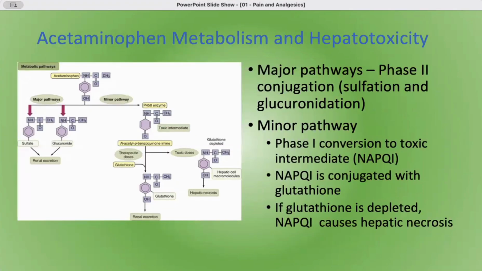Question? Do we consider acetaminophen as part of treating just acute pain? That's a good question.